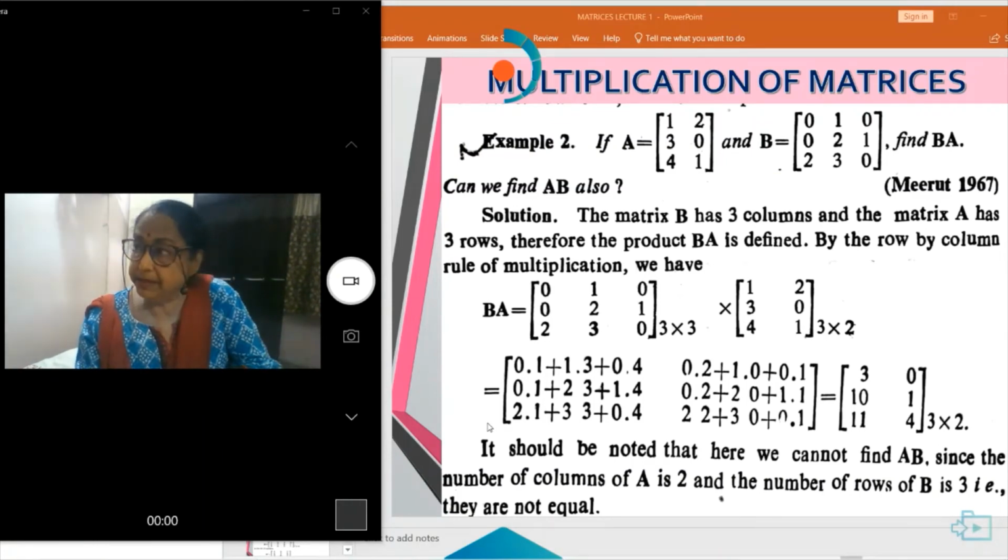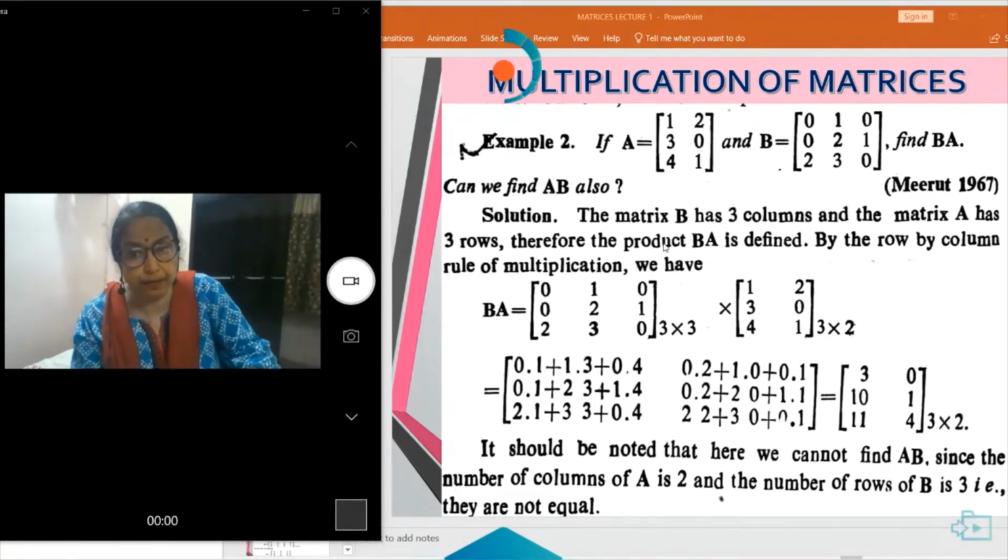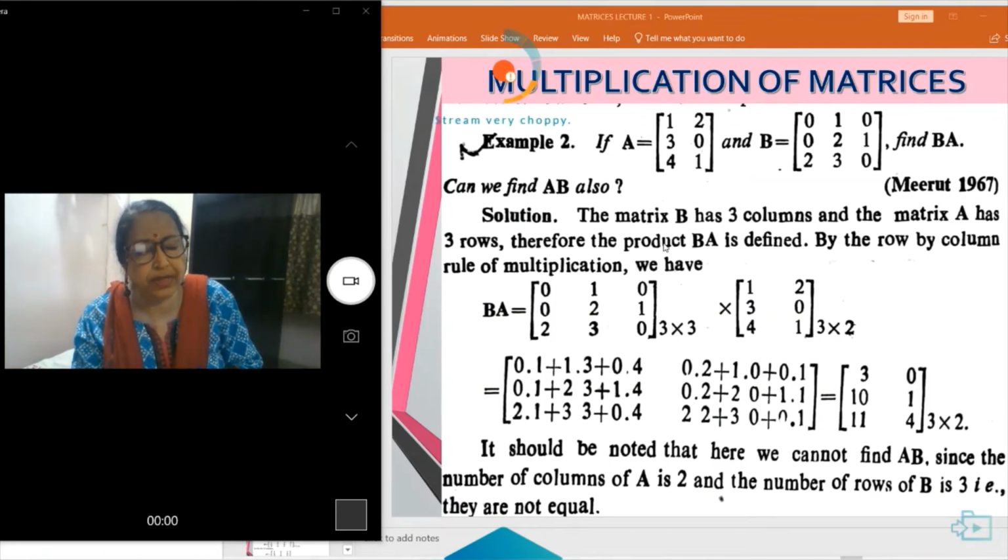Now we will study the multiplication of two matrices. Suppose A is equal to (a_ij) m cross n matrix and B is equal to (b_ij) n cross p matrix, then only multiplication is possible. That is, in m cross n, the columns of the first matrix should be equal to the rows of the second matrix, then only multiplication is possible. Here I have given some examples.